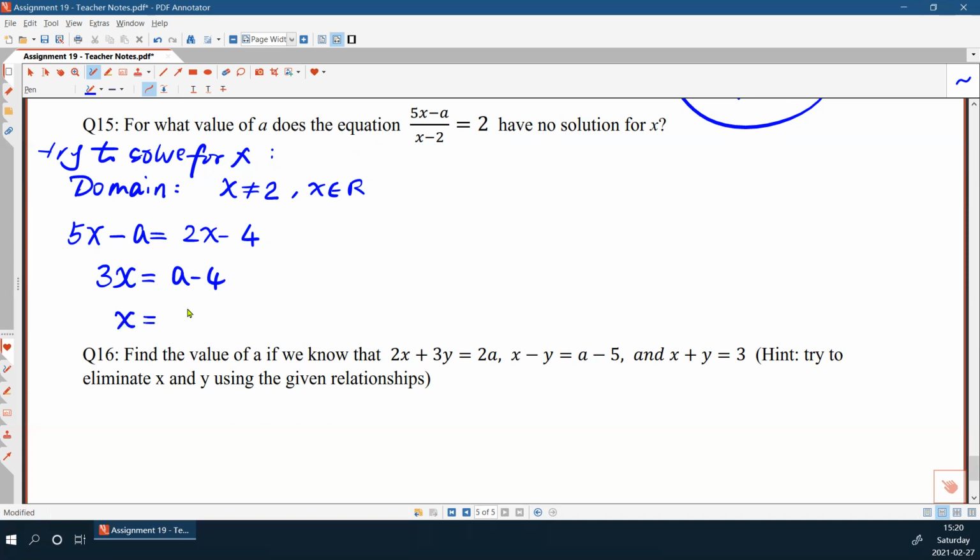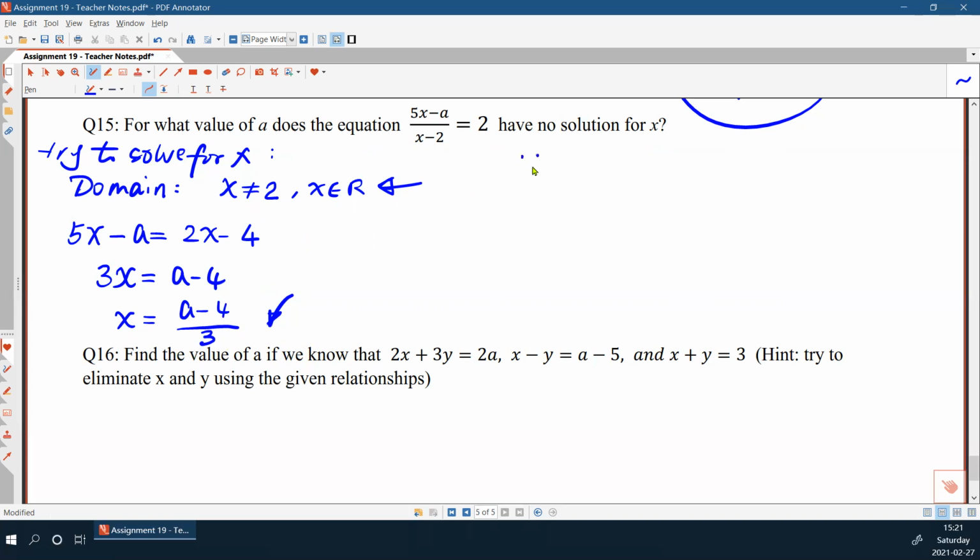X is actually a minus 4 over 3, right? This is our solution. And the question is, for what value of a does it have no solution for x? But apparently here we have a solution for x, right? So what does this question mean? Pay attention that our x could not be 2. If you have a solution of x being 2, this will contradict with our domain. So in that case, there is no solution for x.